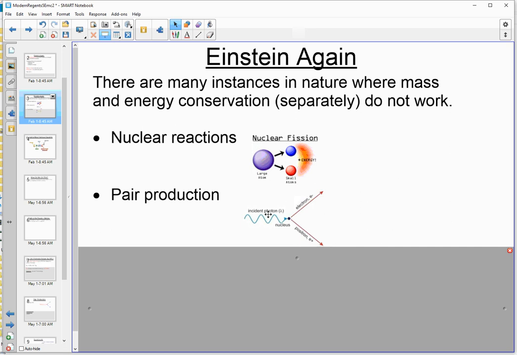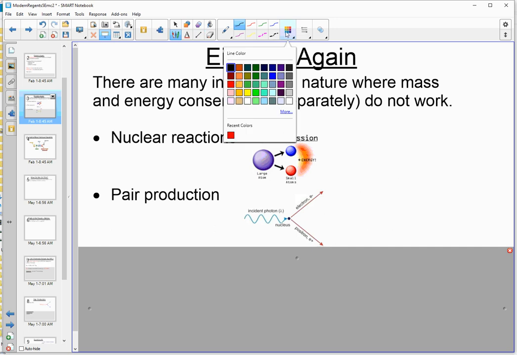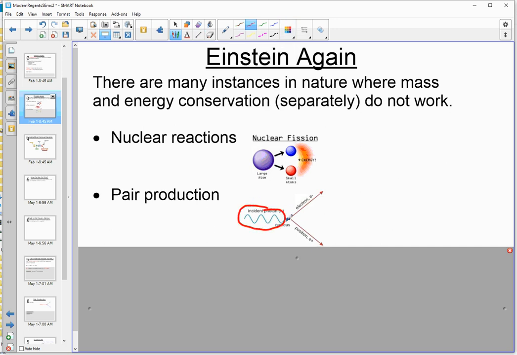Now, if you check the total mass before, let's get our red pen out here. If you check the total mass before this event happens, the event or the physical process is the photon changing into the two particles, the mass would be 0 kilograms worth of mass. And then after this event, the electron has a mass of 9.11 times 10 to the negative 31 kilograms.